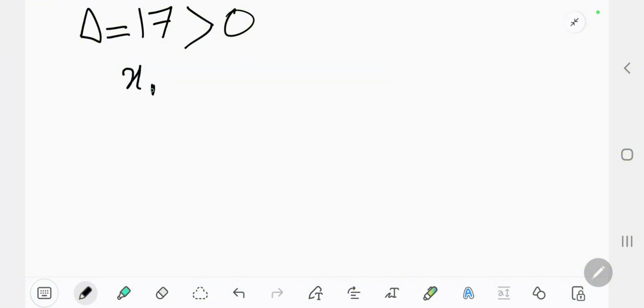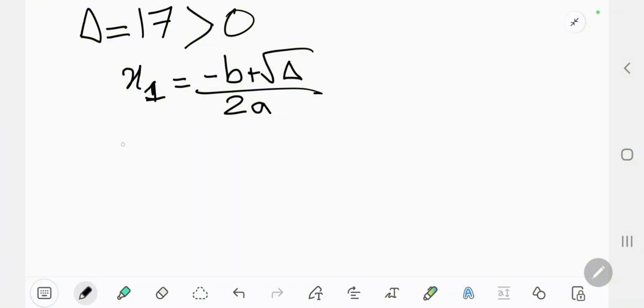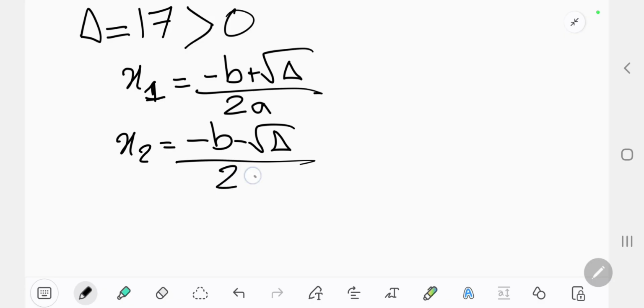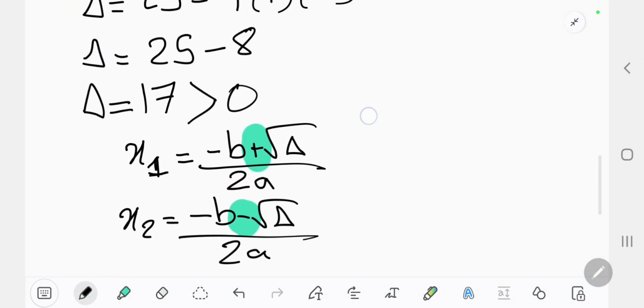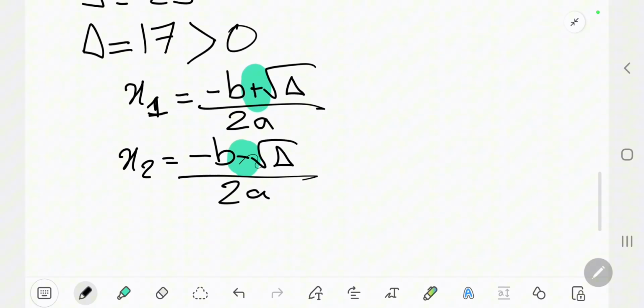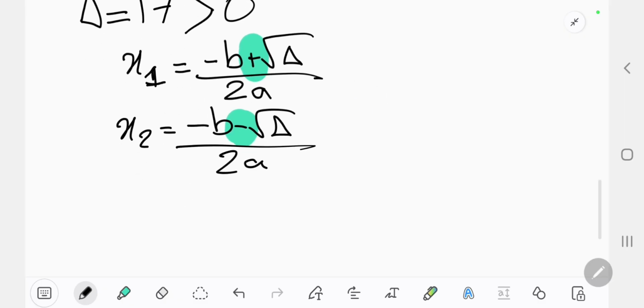Let's try something. Okay, let's see. x1, which is solution 1, equals, this is the rule, minus b plus radical delta over 2a. And x2 equals minus b minus radical delta over 2a. Easy. You just switch those. This is the only difference, okay? You don't have to be like, what the hell, this is so long. No, it's literally the easiest. Plus, minus, that's it. And there's no c. There's only b and a, and minus b. It should always be minus b.